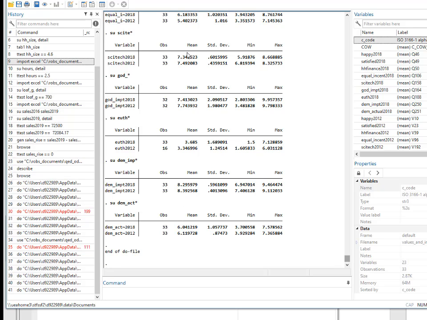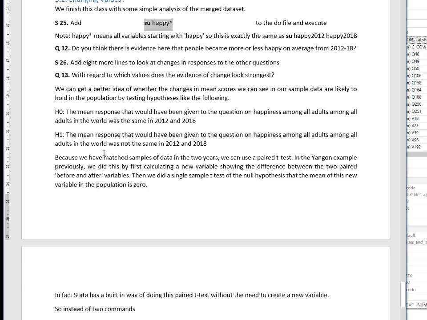And that's what a t-test could try and tell us. So we can apply some t-tests to that. And as I suggest here, you'd be looking at null and alternative hypotheses. So for example, the happiness one: the mean response that would have been given to the question on happiness among all the adults in the world.